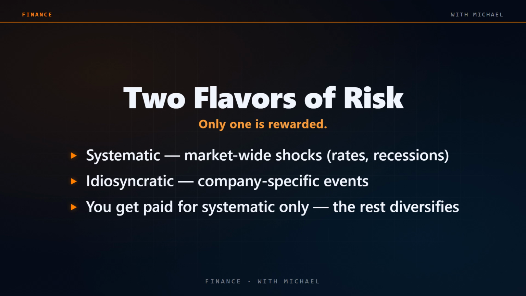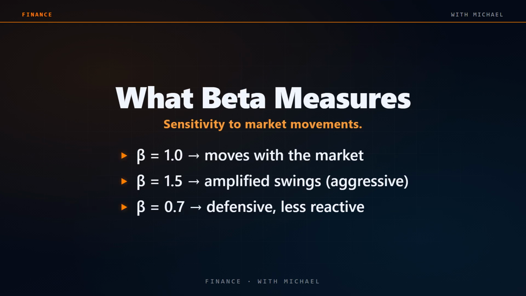The CAPM formula puts it all together. Expected return on asset i equals the risk-free rate plus beta of i times the market risk premium. Let's see it. Suppose the risk-free rate is 4%. The expected market return is 10%. The market risk premium is therefore 6%.